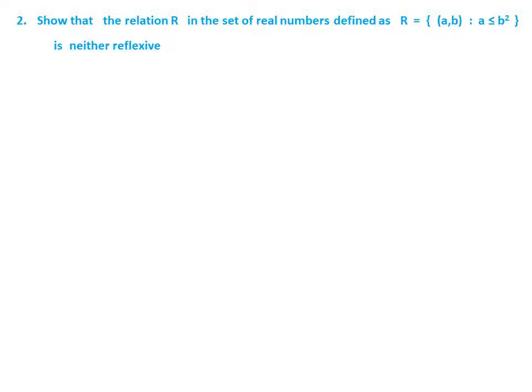Next, I have left the remaining parts, you can try. Show that the relation R in the set of real numbers defined as R equal to (a, b) such that a is less than or equal to b squared is neither reflexive, nor symmetric, nor transitive. That means this is a relation which violates all three conditions: reflexivity, symmetry and transitivity. Let us prove it, because here we have to prove it. First, let us write the relation R equal to the set of ordered pairs (a, b) such that a is less than or equal to b squared.